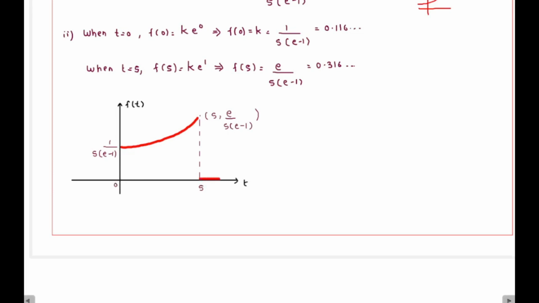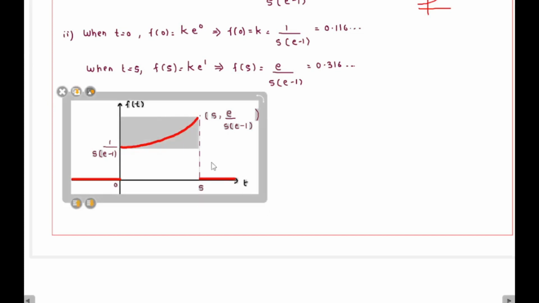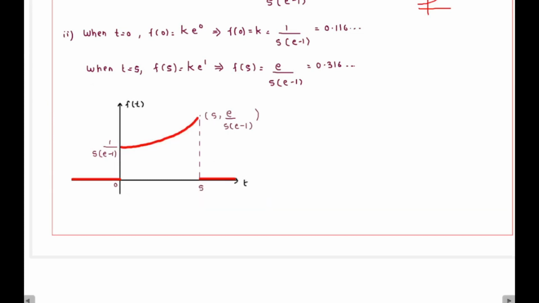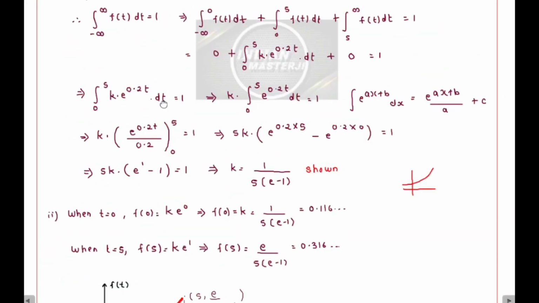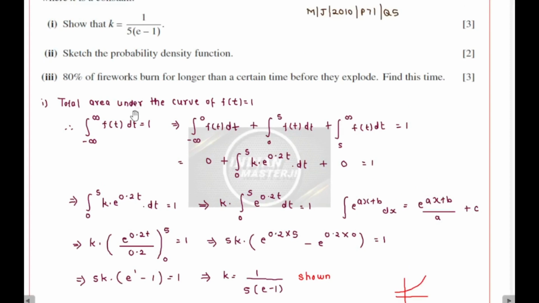So how will we represent that? We will represent it by a line on the x-axis, or here the t-axis. This answers the second part of the question. I'll just take a screenshot of this, as it would be required in the next part. Let's go to part three.